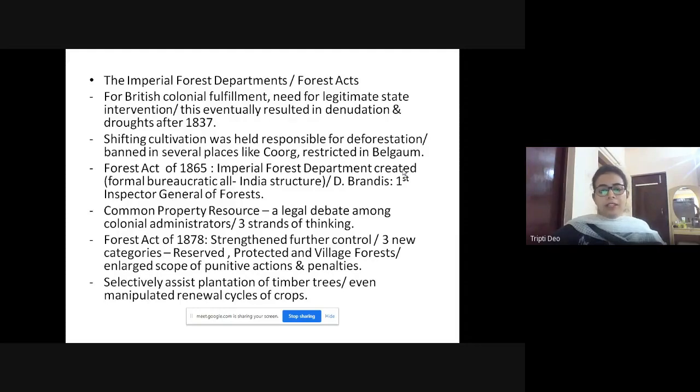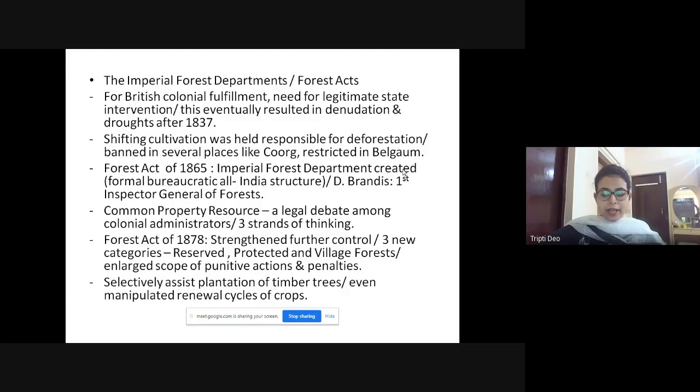So they did not believe in taking control of the entire forest. This group of colonial officials, especially in Madras, believed that the common property or the customary rights of the peasants and the tribals should be retained by them, and the state has no right to intervene in that.